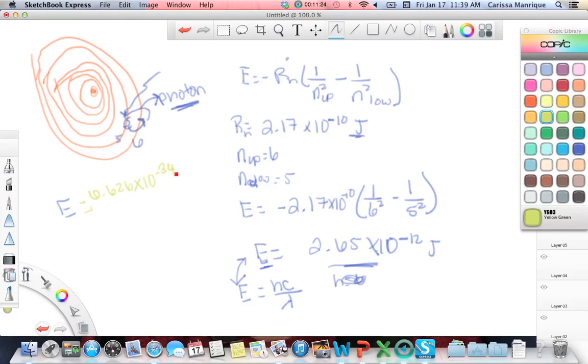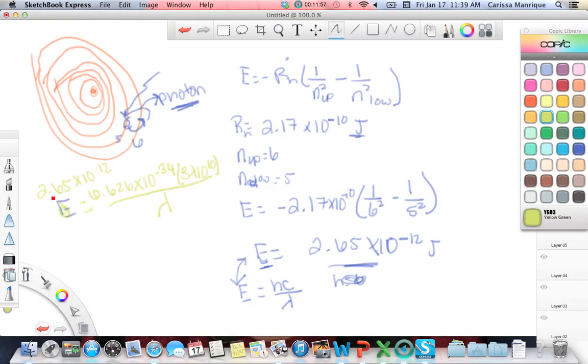That's in here, and then 3 times 10 to the 10th meters per second, and then we have wavelength. Okay? And we know our energy, let me just erase that, is 2.65 times 10 to the negative 12. Okay? So we have this, and we can solve for wavelength.